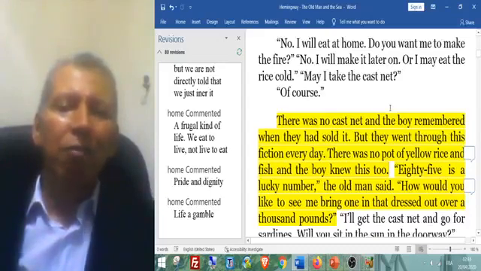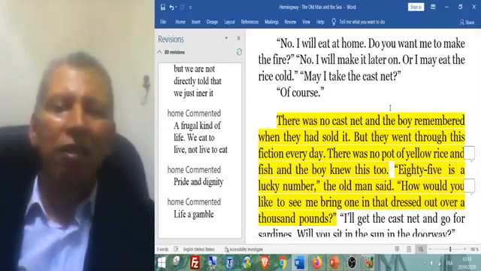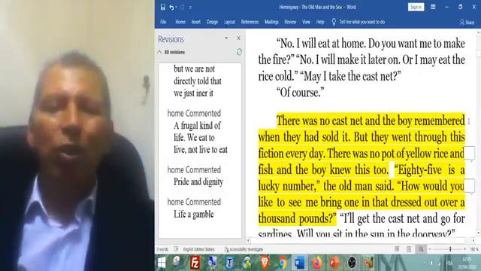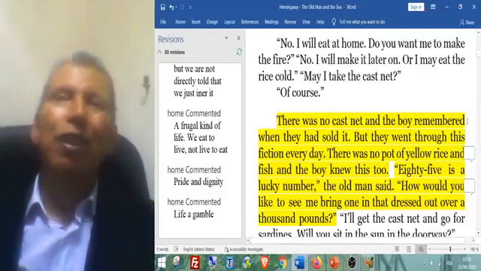85 is the lucky number, the old man said. How would you like to see me bring one in that dressed out over 1,000 pounds?